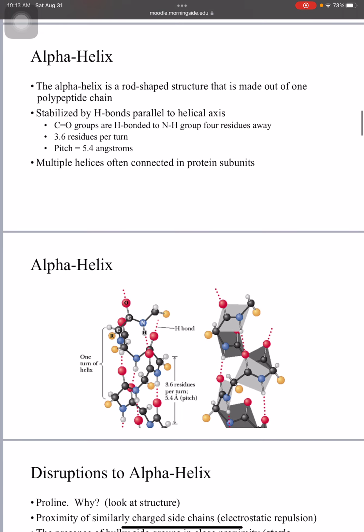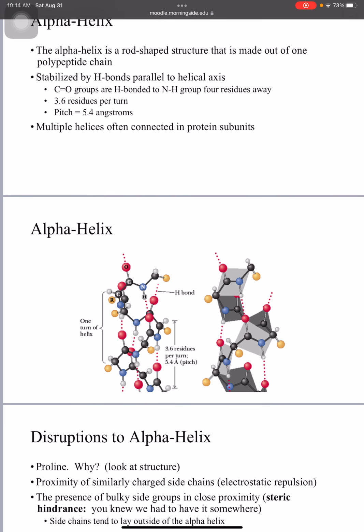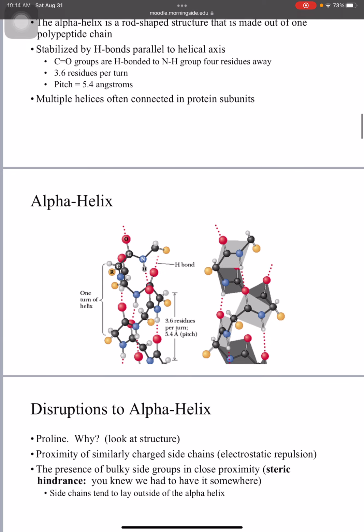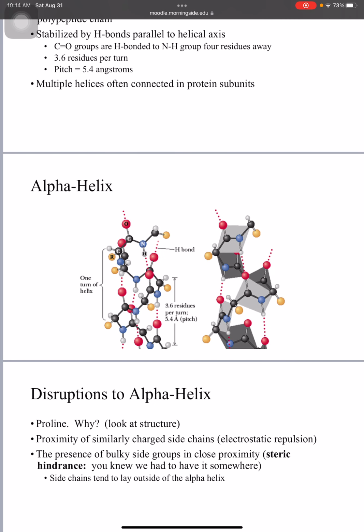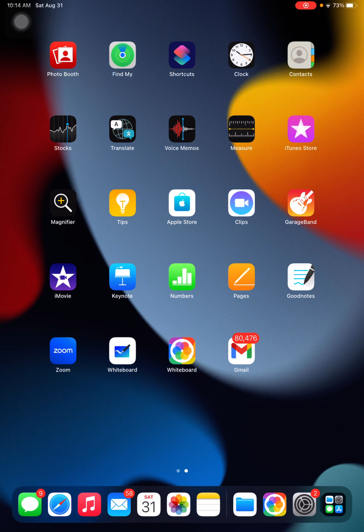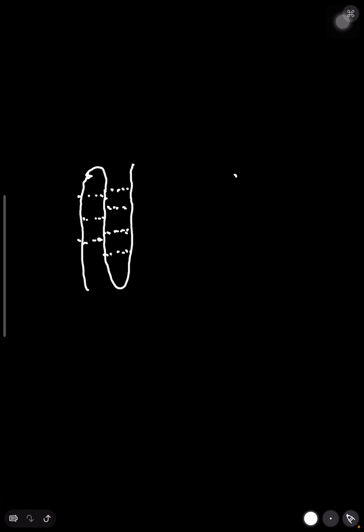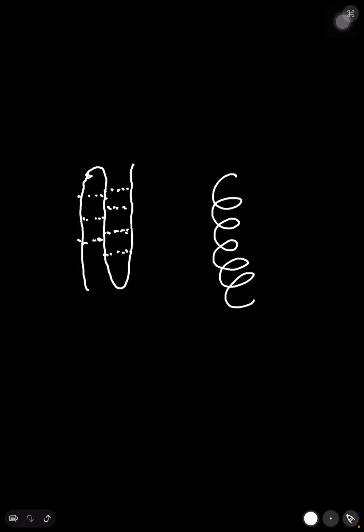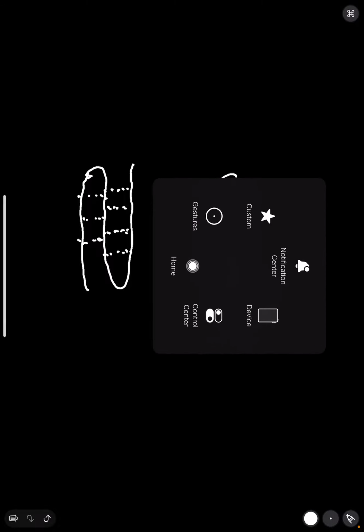What the heck is the pitch? A pitch is just the distance between corresponding areas from one part of the turn to another. So you can kind of see it in this photo over here. 5.4 angstroms. Okay? So, yeah, you have these little alpha helices. That's my very detailed representation of an alpha helix. I hope you can appreciate that. But very, very regular, very patterned, a lot of repeating units.